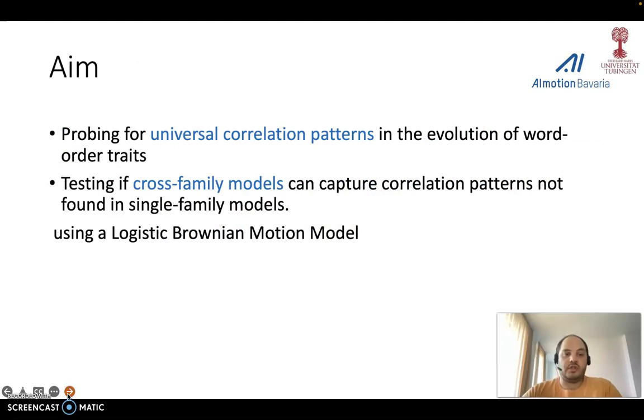The aim of the study was A, to probe for universal correlation patterns in the evolution of such word order traits, and B, to test if cross-family models could capture correlation patterns which we could not find when looking only at single-family models separately. We did so using a logistic Brownian motion model.